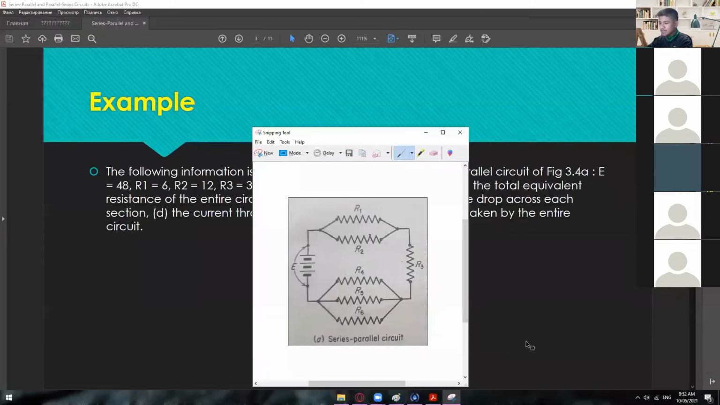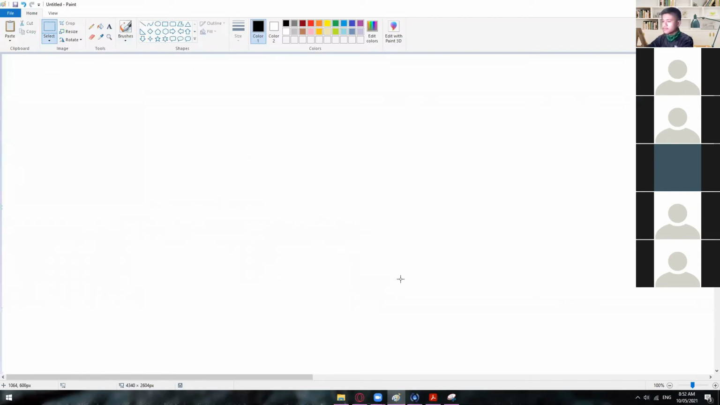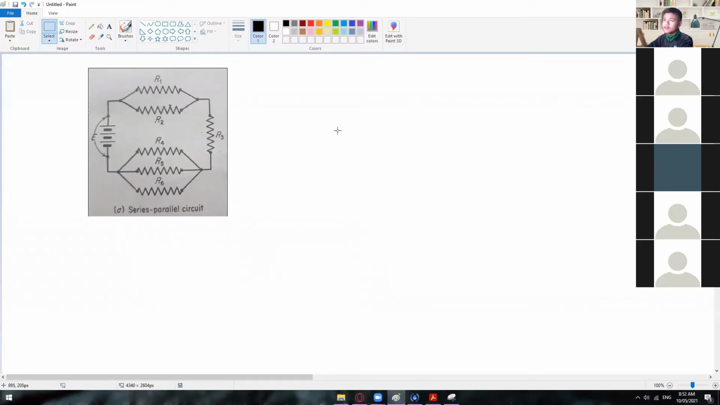Okay, so let me just copy this one. Okay, so if this one is in series, let's say R1, R3, and then R4 only, you can add them as simply as R1 plus R2 plus R3. If this one is in series, okay?